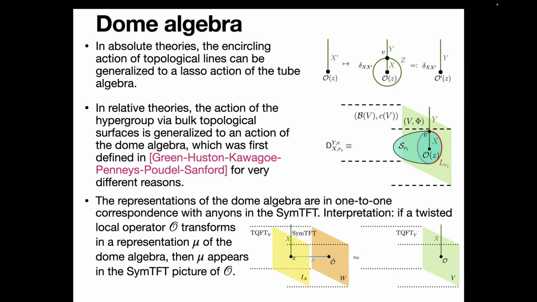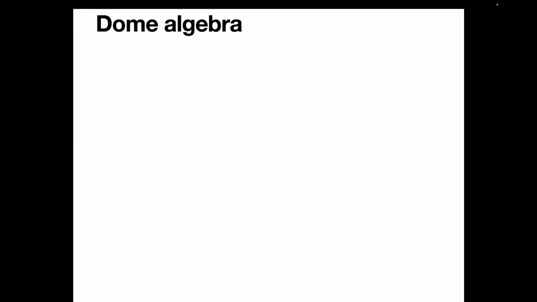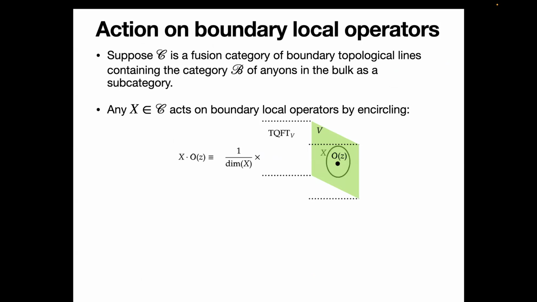But just to be clear, the thing you were doing was not a simple SymTFT? Well, because the bulk is chiral, no. Well, it's a generalized SymTFT. It's a relative SymTFT. Okay, but there was no gapped symmetry boundary. There was. It was this interface.